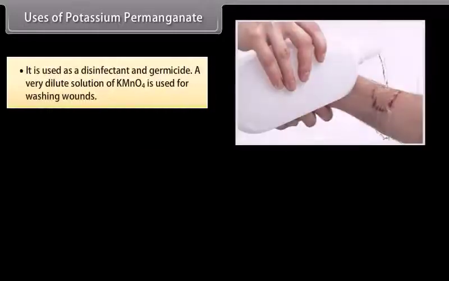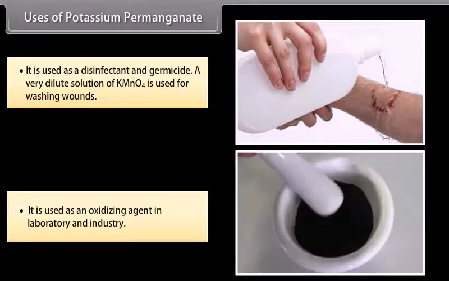Uses of potassium permanganate. The important uses of potassium permanganate are the following. It is used as a disinfectant and germicide. A very dilute solution of KMnO4 is used for washing wounds. It is used as an oxidizing agent in laboratory and industry.